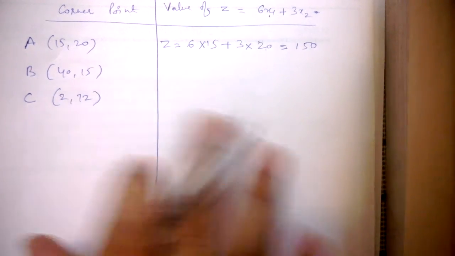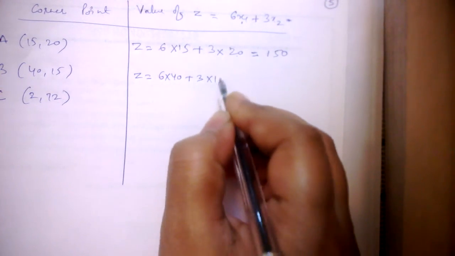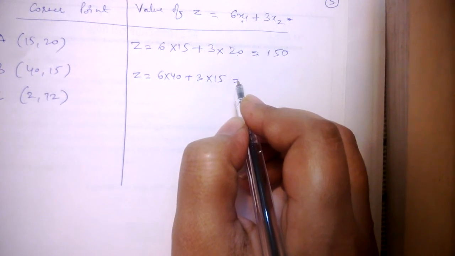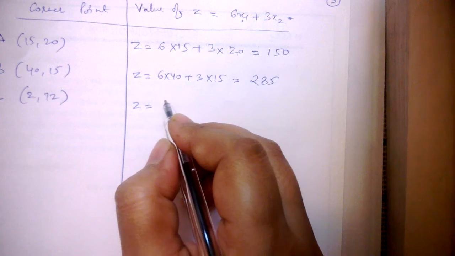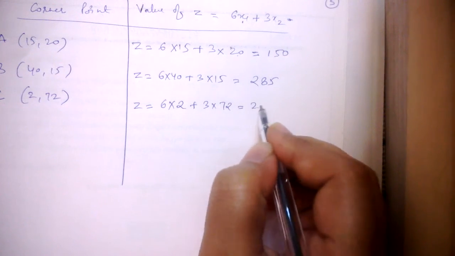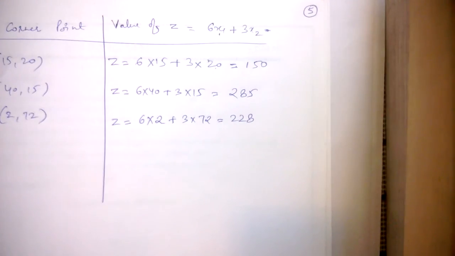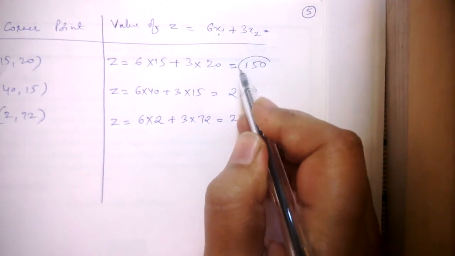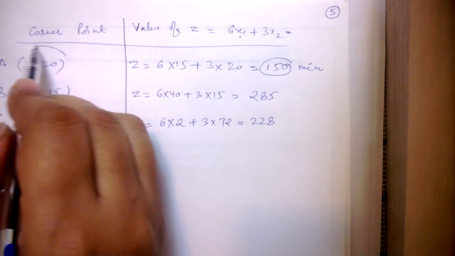Similarly, at point B, we'll find the value of z. 6 into 40 plus 3 into 15, which is equal to 285. And at point C, that is (2, 72), the value of z is 6 into 2 plus 3 into 72, which is equal to 228. Now what is our objective? Our objective is to find the minimum value of z. Okay, so at these 3 points we see clearly that the minimum value is 150. So the minimum is obtained at point A.